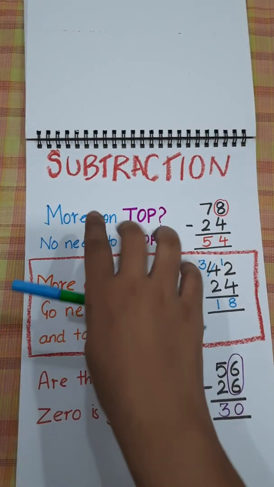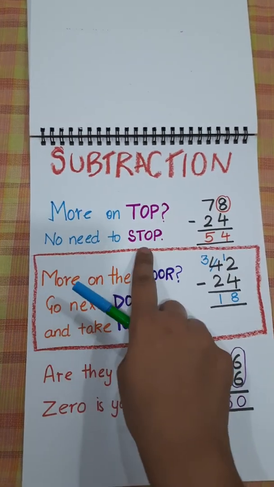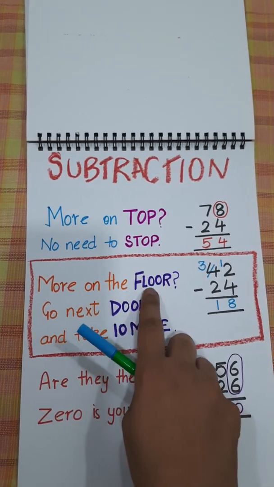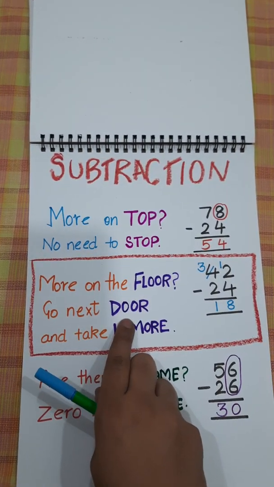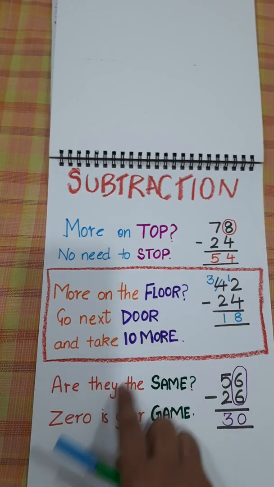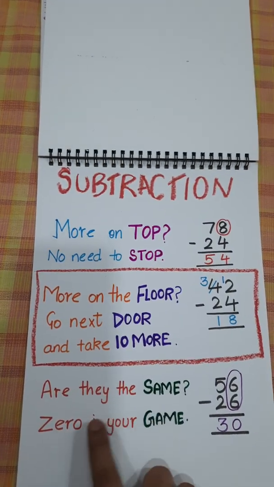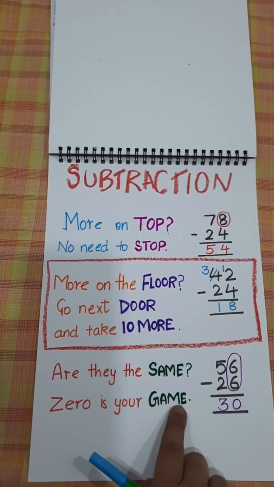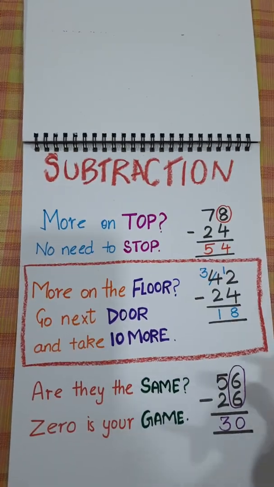It's like more on top, no need to stop. More on the floor, go next door and take 10 more. Are they same? Zero is your game. Didn't you like it? I liked it too.